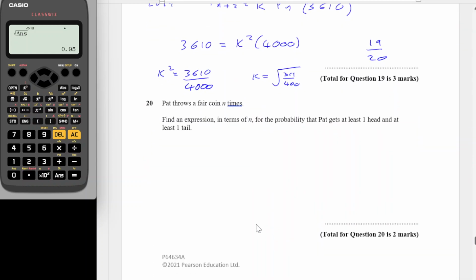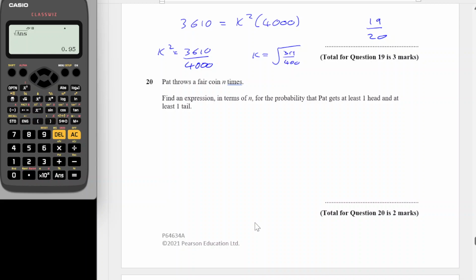Okay, question 20. Pat throws a fair coin n times. Find an expression in terms of n for the probability that Pat gets at least one head and at least one tails.